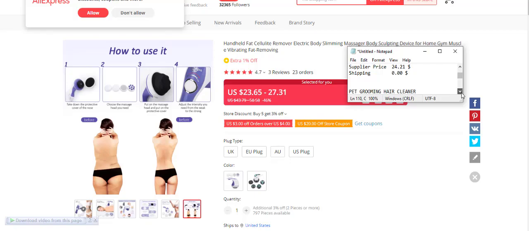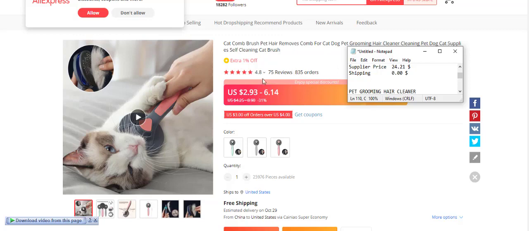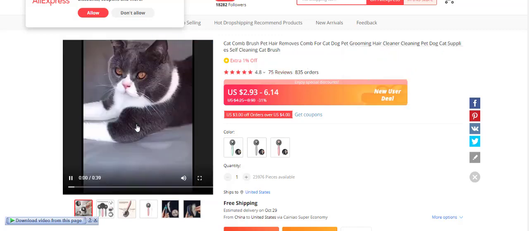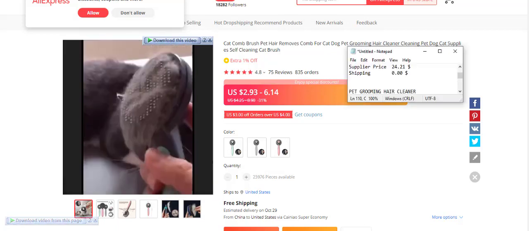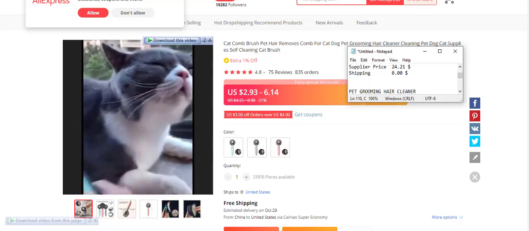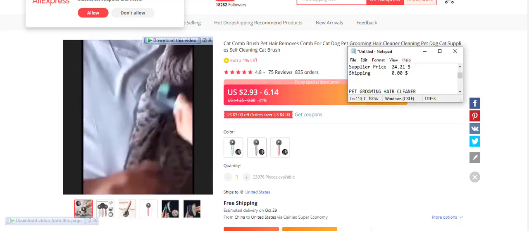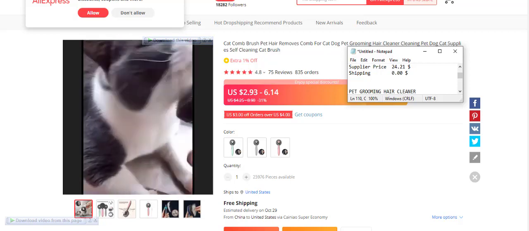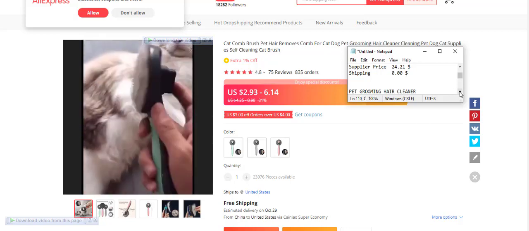The next product today is pet grooming hair cleaner. It's in the pet niche, it has an enormous amount of orders, 75 reviews, which is okay for the amount of orders it has. It's something that's in demand, so I'd target people that love pets, people that have pets, pet owners. You know the industry is the pet industry, so you know who to target, and I'm pretty sure you'll make a lot of sales from this.